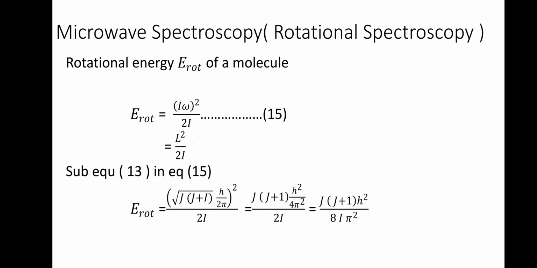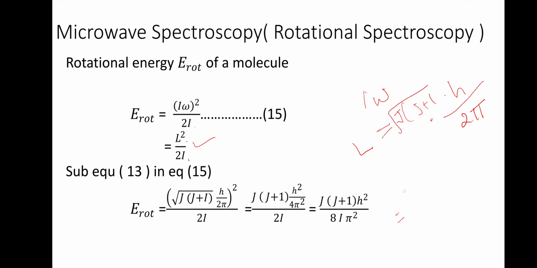So we can write L square by I omega squared by 2π is equal to L squared by 2π. And when we compare, we have already written I omega is equal to the square root of j into j plus 1 into h divided by 2π. This is L we have seen. Okay, now when we substitute this, what happened?